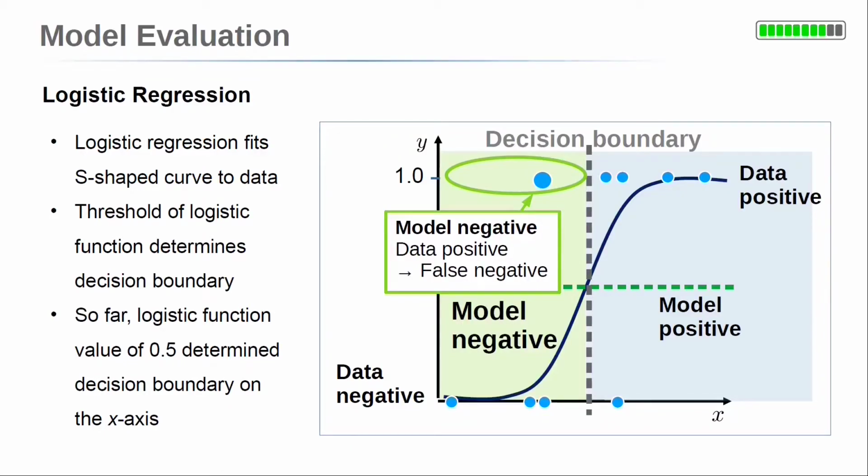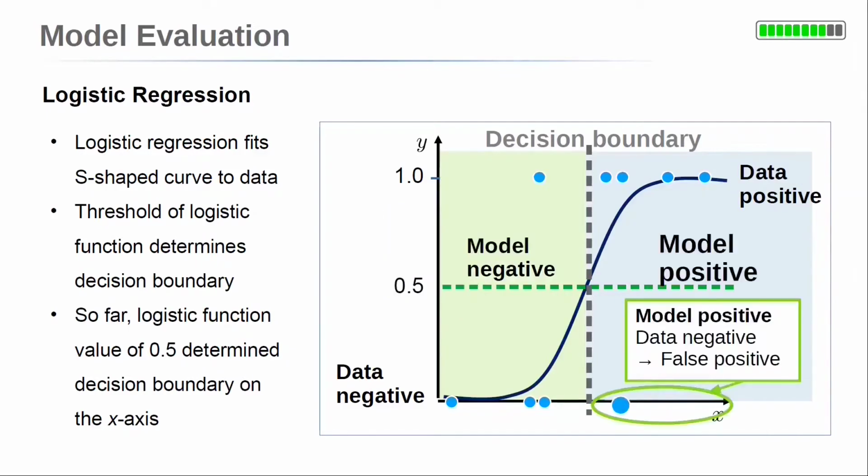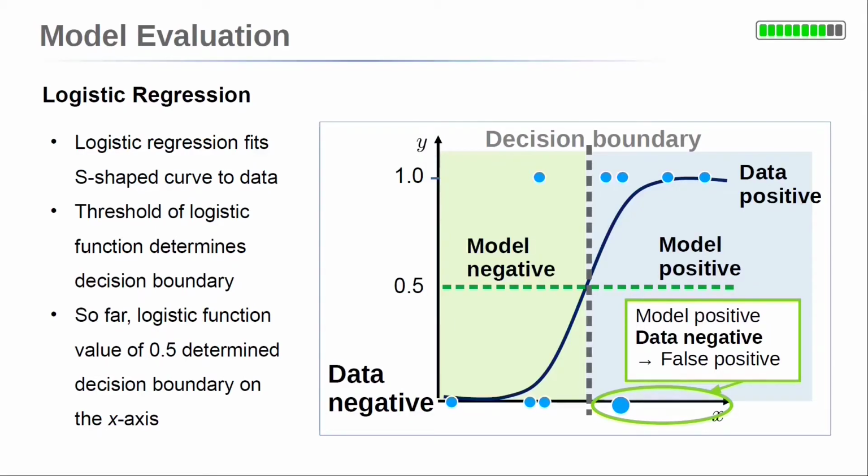The data points on the upper left are estimated as negative by the model. However, they are at y equals 1, so the data points are positive. Consequently, the model is false negative. On the lower right, we have model predictions which are positive. However, the data is in the negative class because y equals 0. Consequently, the model is false positive.